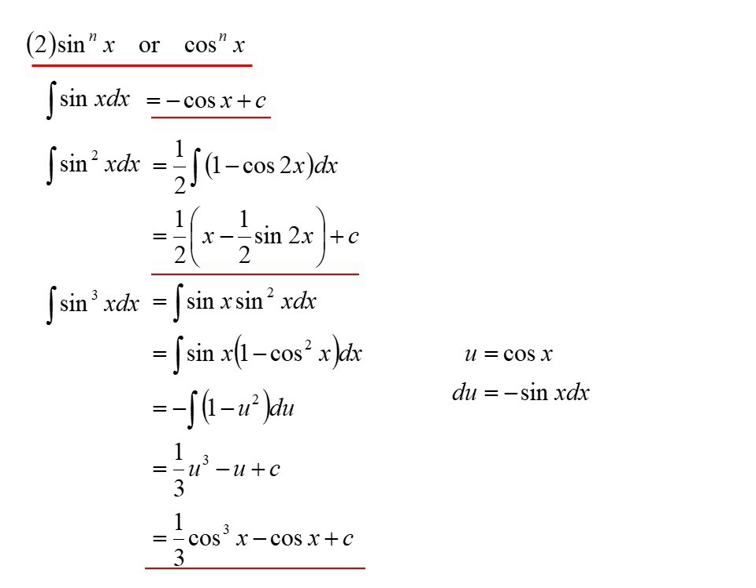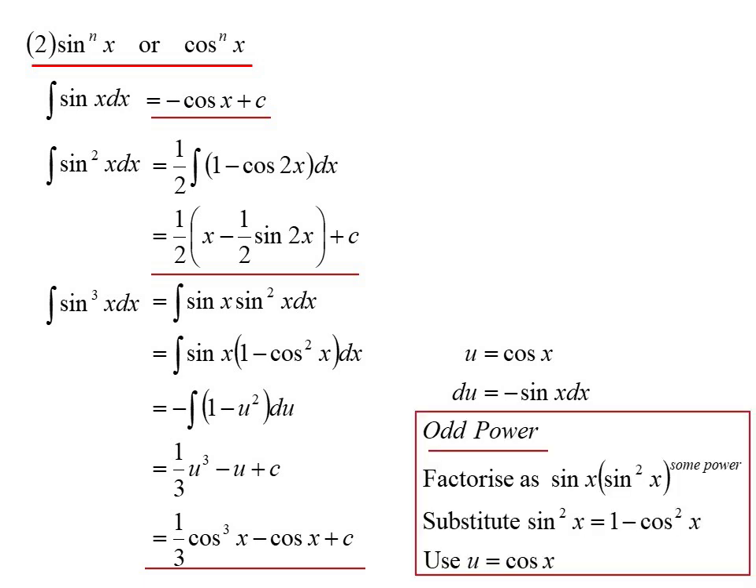In fact, whenever it's odd, approach it the same way. Because if it's odd, you can always write it as sine to the power of 1 times sine squared to some power. And then that sine squared you can change to 1 minus cos squared, and then you can do your substitution, u equals cos x. So odd powers, that's how we'll handle it.